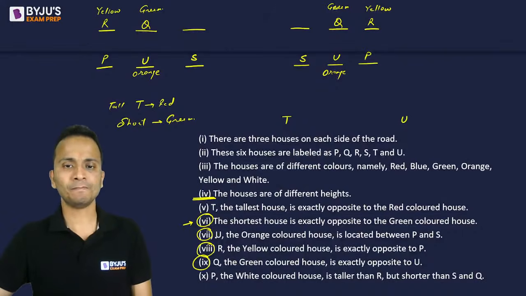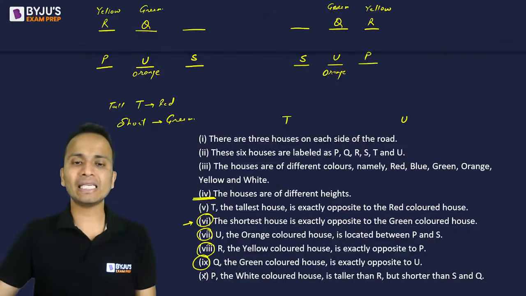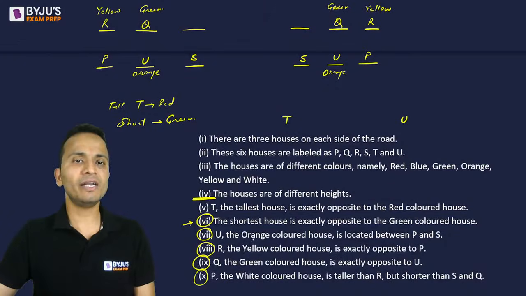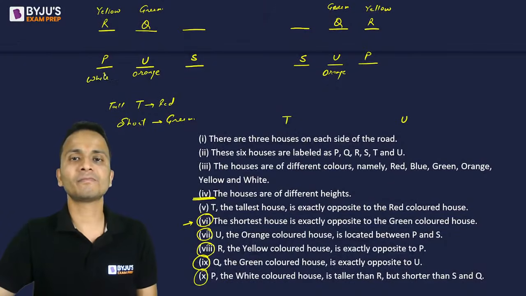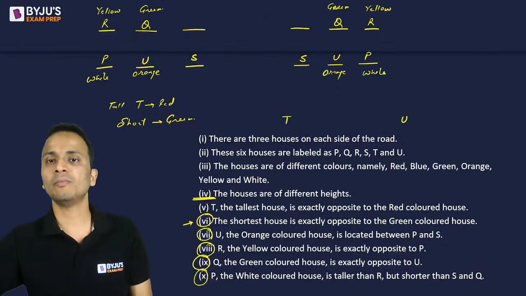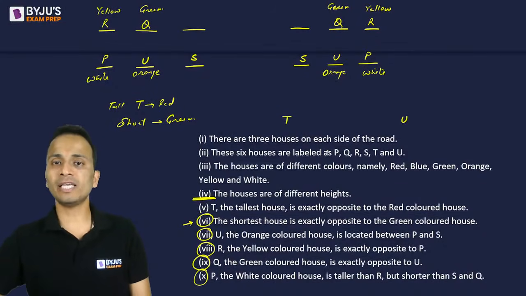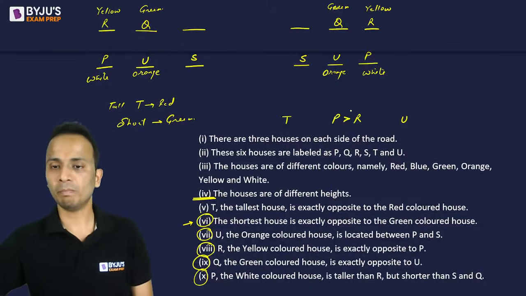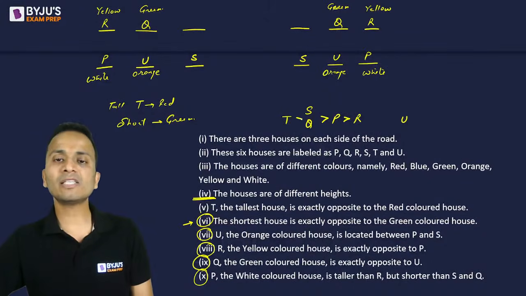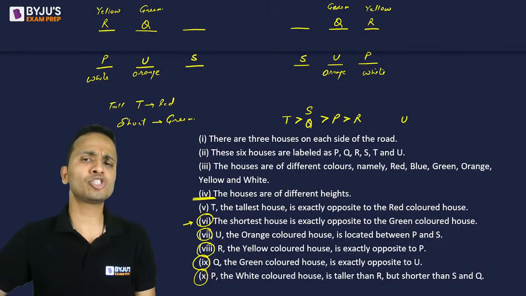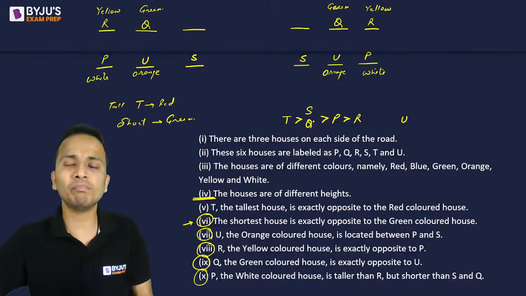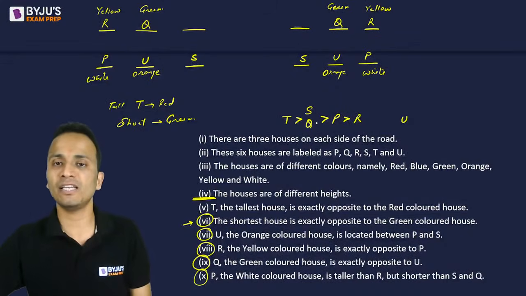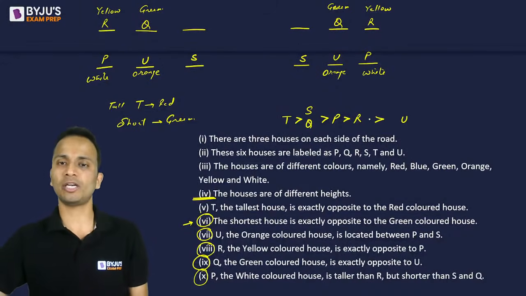Fine. Okay. Now moving ahead and looking at the last statement, P, the white colored house. So P's color is white. All right, in both cases, P's color is white, and P is taller than R. So P is taller than R, but P is shorter than S and Q. So T is the tallest house. Now there is no comparison of heights between S and Q. And U is the shortest house.